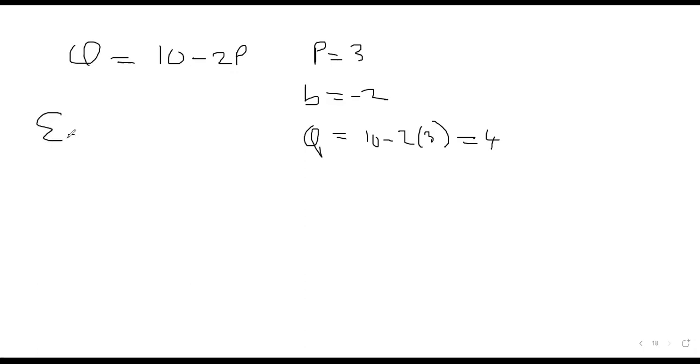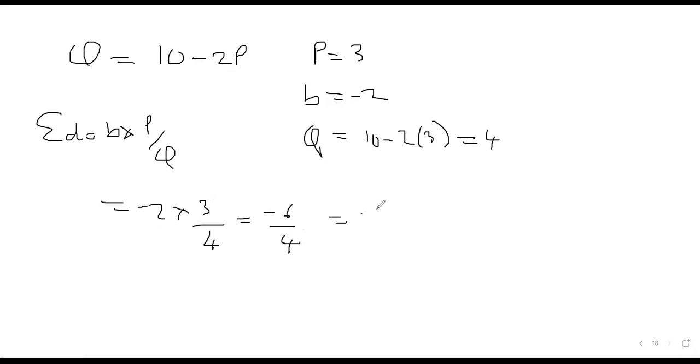So elasticity of demand for a direct demand function is not 1 over b, but simply b times price over quantity. So where there is b, we put -2. Where there's a price, we put a 3. Where there's quantity, we calculated 4. So this is -6 over 4, which gives -1.5. So this is still elastic. So demand here is elastic.